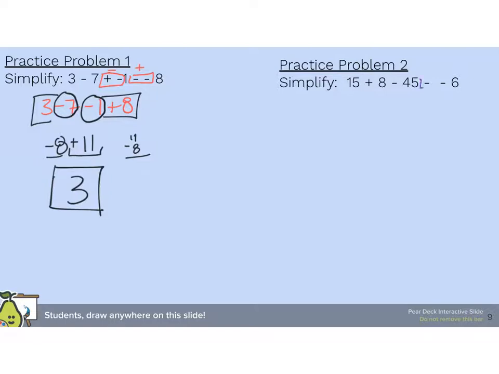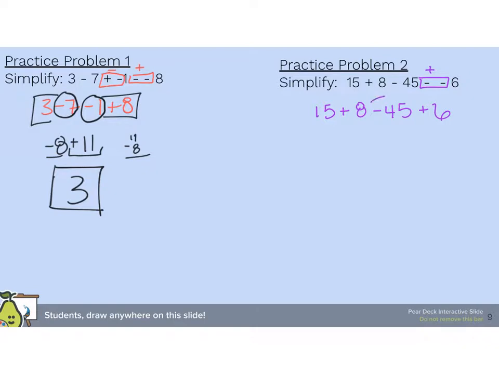I only have one double sign here. It's minus a negative, that becomes a plus. We're going to rewrite it. Make sure you have all your steps. 15 plus 8 minus 45 plus 6.